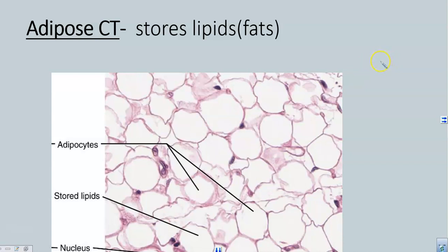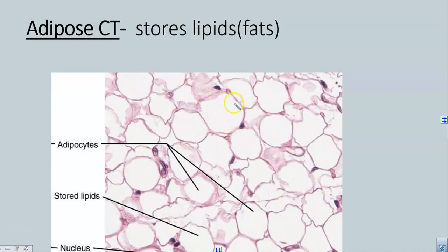So adipose is basically fat. So adipose connective tissue is storing your fats. And so in lab underneath the microscope, they look like just a bunch of bubbles that are empty. They're not empty, they're filled with fat, and the fat doesn't stain under the microscope, so it just pretty much looks clear, almost clear.